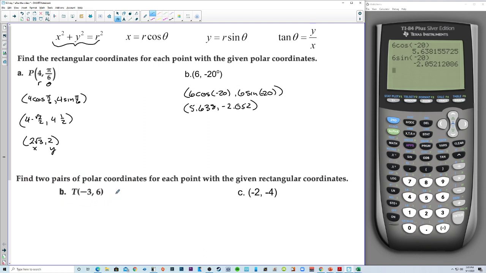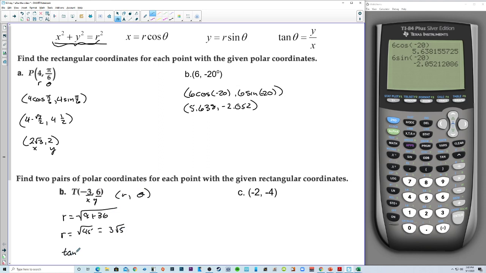Find two pairs of polar coordinates for each point with the given rectangular coordinates. Well, this is an x and a y, we need an r and a theta. Well, how about this up here? x squared plus y squared is r squared. So r is equal to the square root of 9 plus 36. We're going to square the negative 3, square the 6. We're really doing the Pythagorean theorem. So r is equal to the square root of 45, which is 3 square root of 5. So we have the r, and now we need the theta.